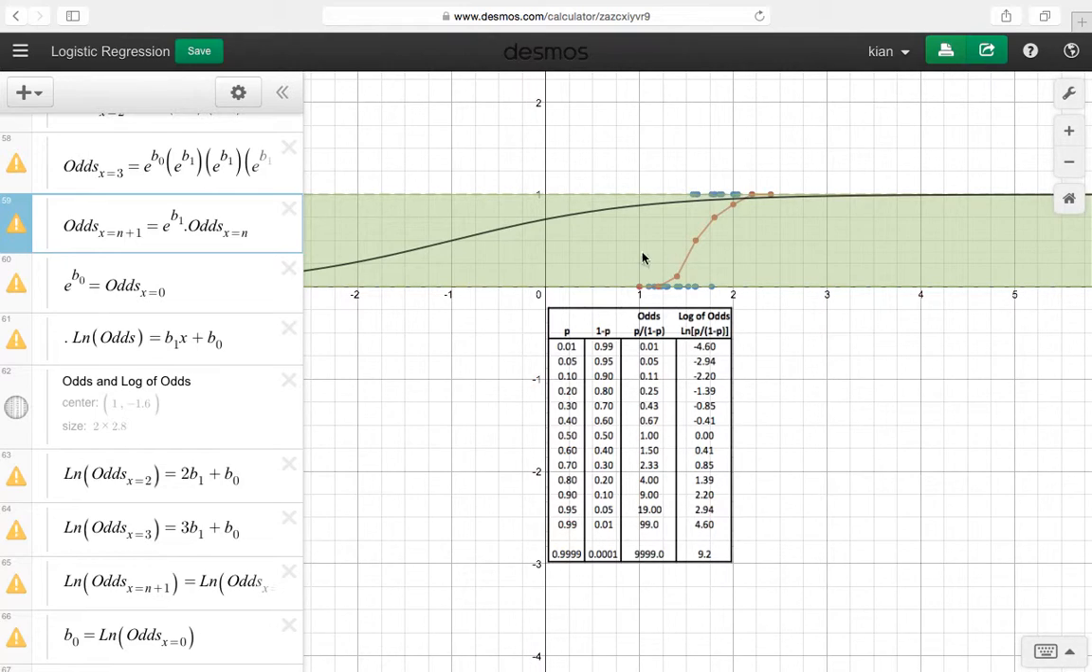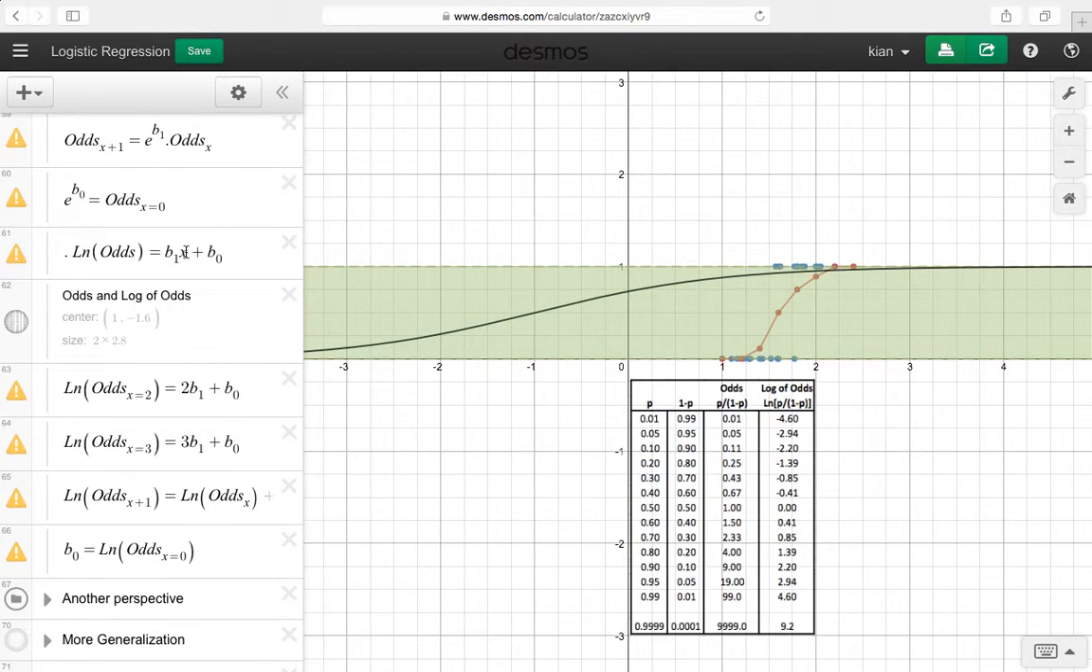The important takeaway from this table is that this 50% probability is a critical value here because it will result in an odds of 1 and log of odds of 0. And there's another thing that you need to remember, which is that an increase in probability would result in an increase in odds and an increase in log of odds, and equivalently a decrease in probability would result in a decrease in odds and a decrease in log of odds.